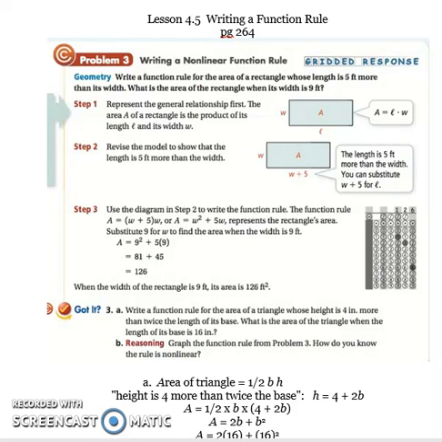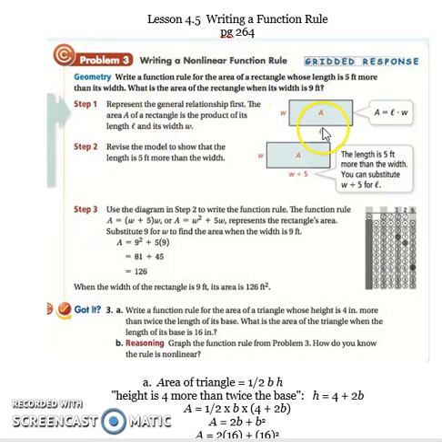Okay, this is Algebra 1, Part 1, Lesson 4.5, Writing a Function Rule, Problem 3 on page 264. Write a function rule for the area of a rectangle whose length is 5 feet more than its width. And then, what is the area when its width is 9? So first we have to write the formula.